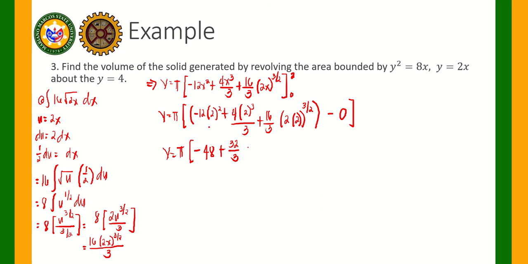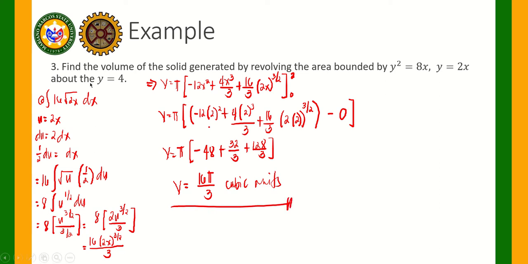And then, 16 over 3 times 4 raised to 3 over 2, that is equal to positive 128 over 3. So, computing for this one, our volume is equal to 16 pi over 3 cubic units. Okay, so that is the volume for the solid generated in example number 3. So that is the washer method.